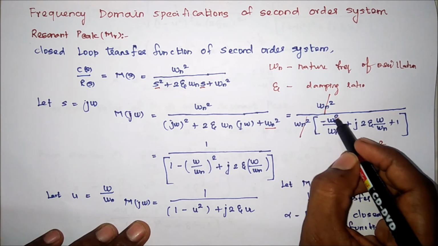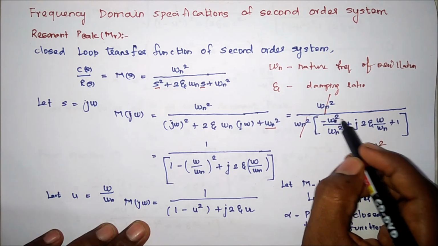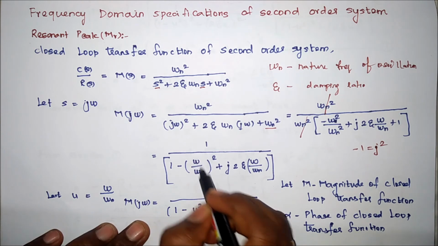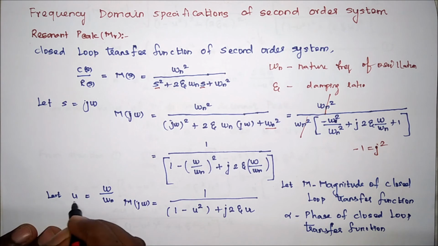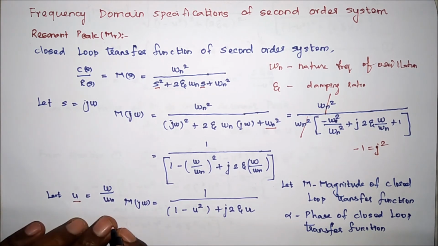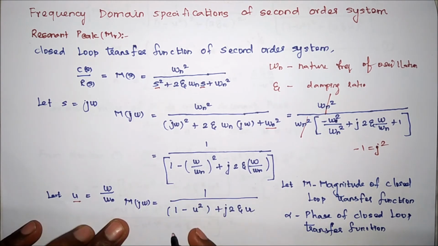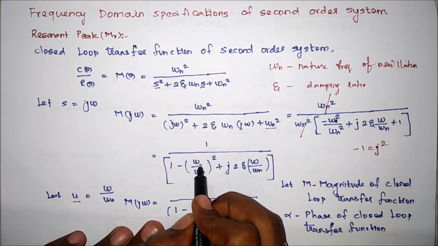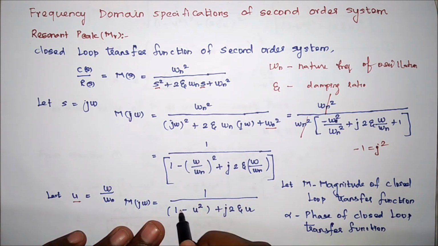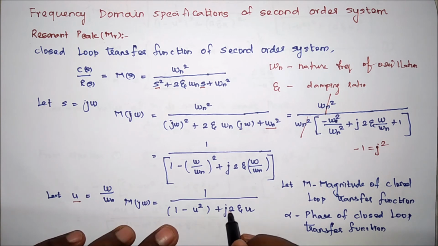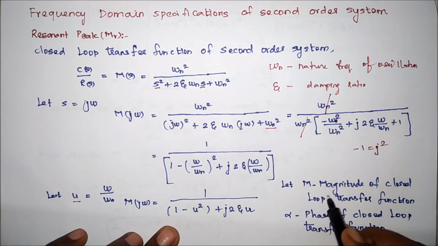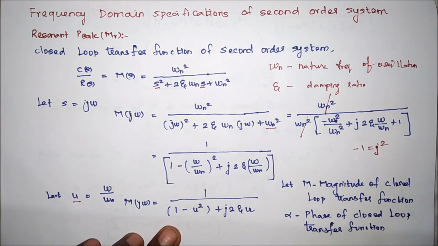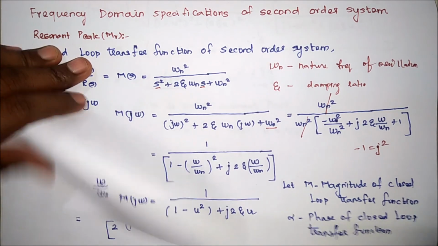So here this is square, this is also square. So we have considered common square for omega divided by omega n. Next, we are going to consider u equal to omega divided by omega n. So we are going to substitute into this equation. So u equal to omega divided by omega n. Therefore, it will become 1 minus u square plus 2j eta u. Actually, here M is the magnitude of closed loop transfer function. Alpha is the phase angle of closed loop transfer function.